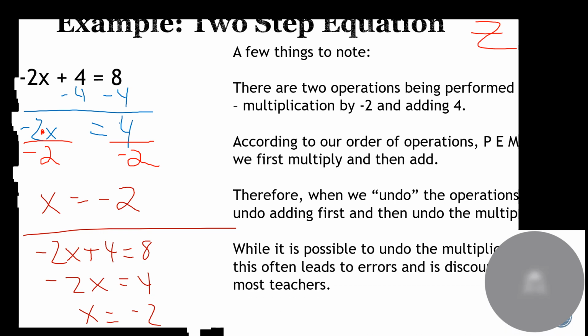Okay, while it is possible to undo the multiplication first, this often leads to errors and is discouraged by most teachers. So there is a way that you could start by dividing by -2, but it is extremely error prone. Okay, it's extremely error prone, and so teachers will almost always steer you away from it. And I'm not even going to address it now, although if you've got questions about it, you can ask me in class.